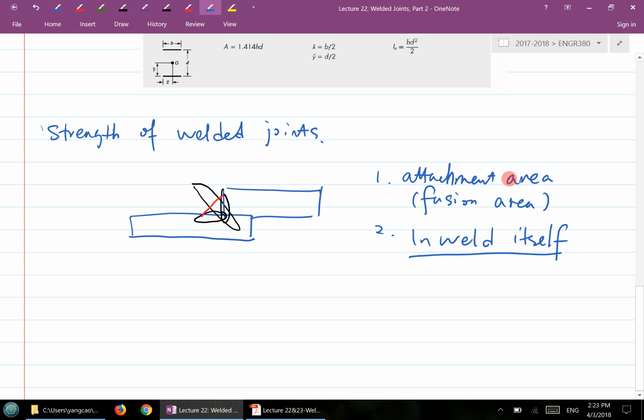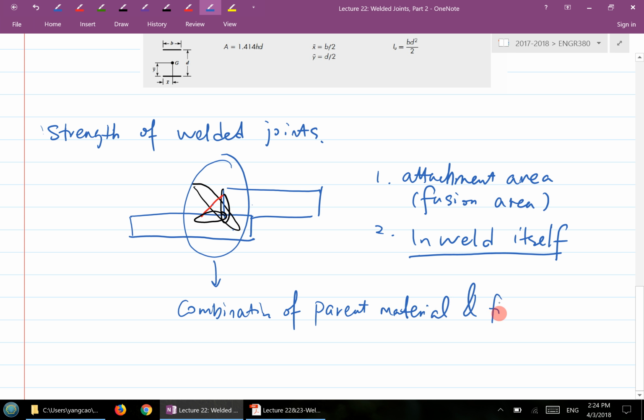But in my following examples, or in my expectations, I'm going to consider the whole joint here as a sort of fusion area. So I'm going to consider everything here as a combination of both the base metal and the filler materials. Is that okay? So when I consider strengths of welded joints, I consider the whole thing here as a combination of base metal, or parent metal, or parent material, and filler material, basically electrode. Okay, so that's what we're going to consider for a welded joint.